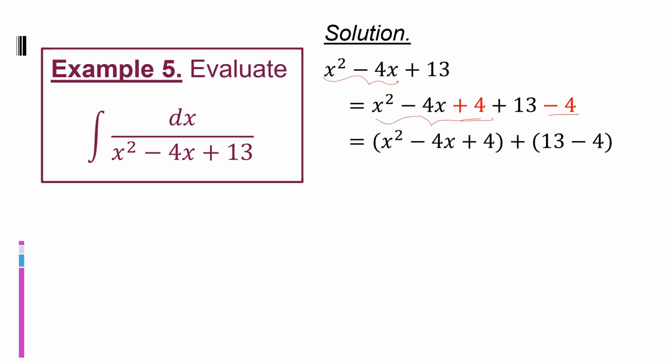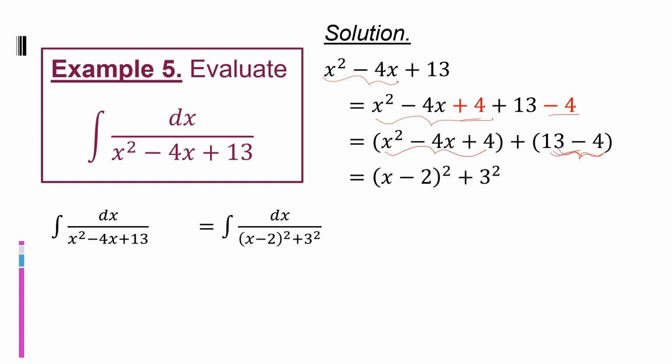So if we group that, we have x squared minus 4x plus 4 plus, magkasama naman yung 13 minus 4. And we know that this one now is just equal to x minus 2 squared. And this one is equal to 9, which is 3 squared. So we now have square of x minus 2 plus square of 3. So, rewriting, we now have integral of dx over x minus 2 squared plus 3 squared. So, we let now a be equal to 3. Our u is equal to x minus 2. And our du is equal to dx.